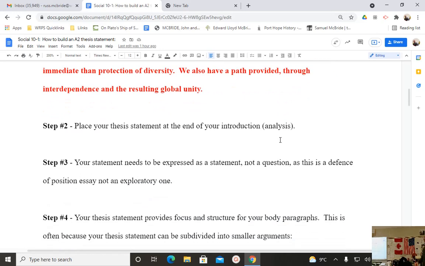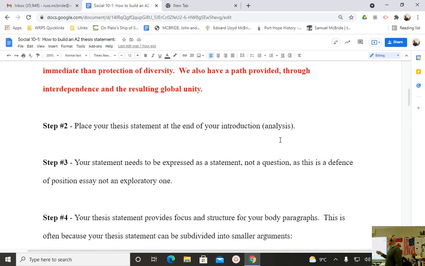Step two talks about where to place your thesis statement. Some students want to place it in the conclusion. Some students want to write an essay where it's more of an exploratory essay, where they arrive at their argument in the end as a conclusion. That is not the type of essay we are writing in social studies. We are not writing an exploratory essay. We are writing a defensive position essay.